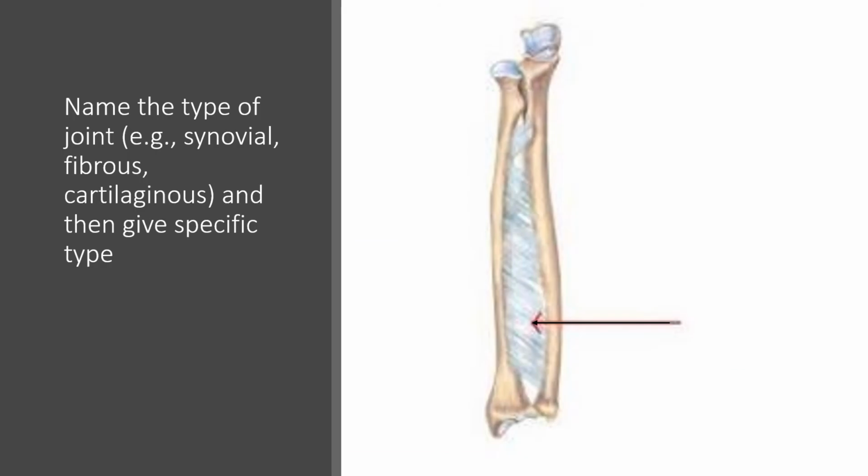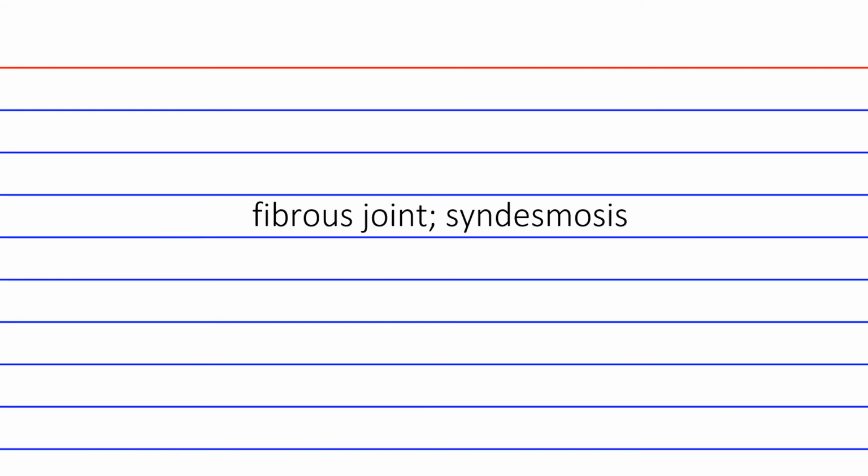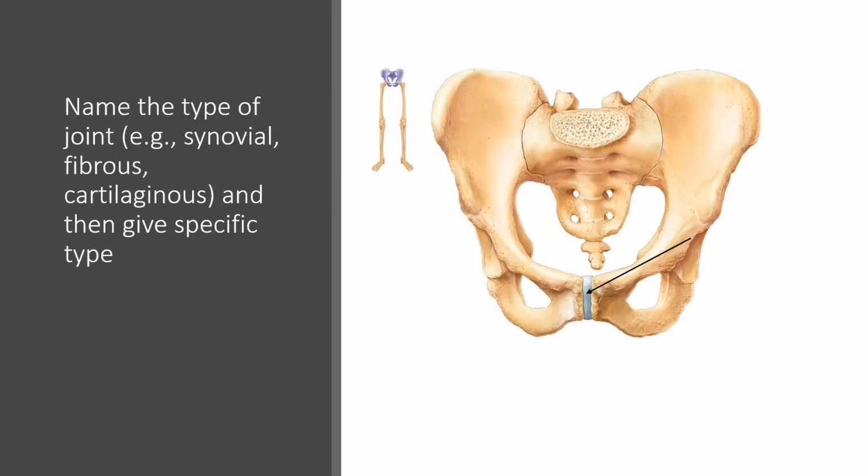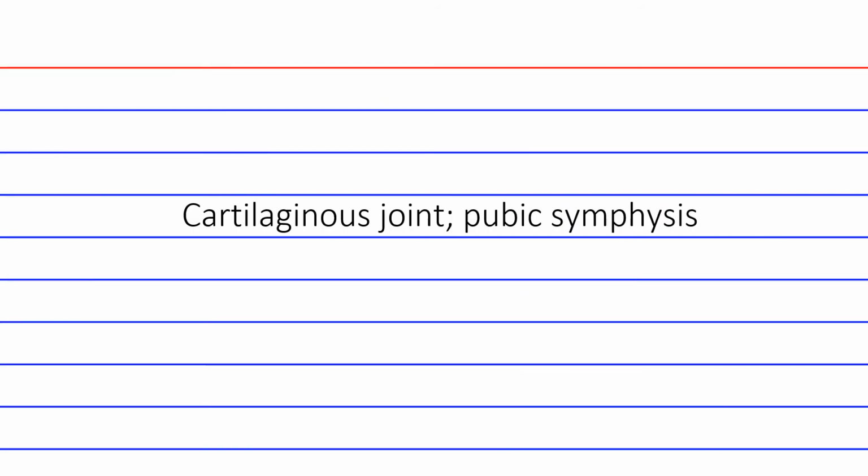Name the type of joint and then give specific types. The answer was the fibrous joint, specifically a syndesmosis between the radius and the ulna. Name the type of joint and then give a specific type. The answer was the cartilaginous joint. This was specifically the pubic symphysis.